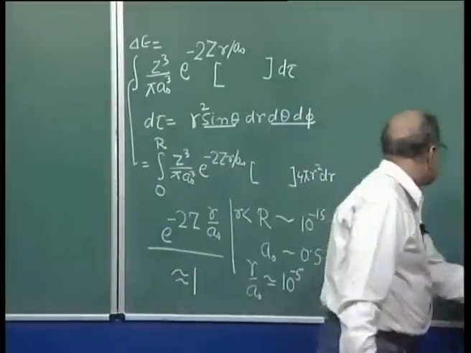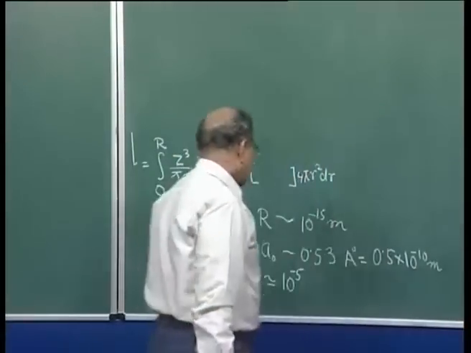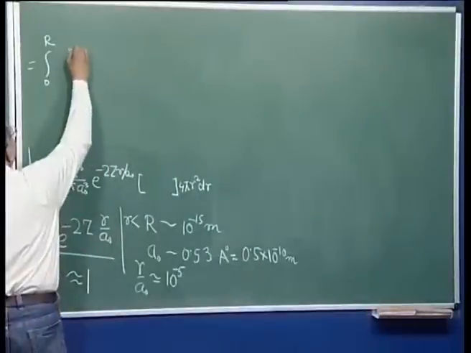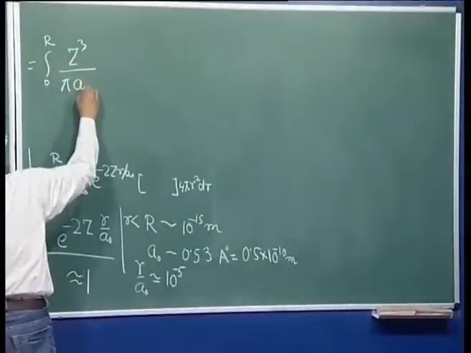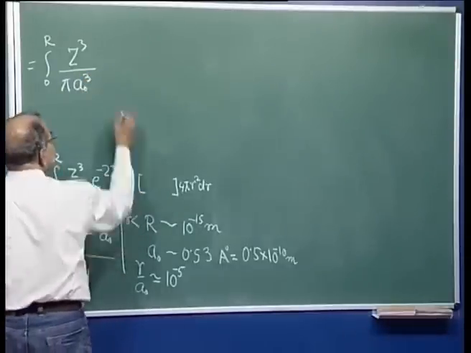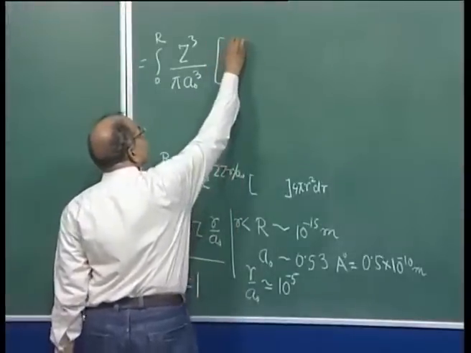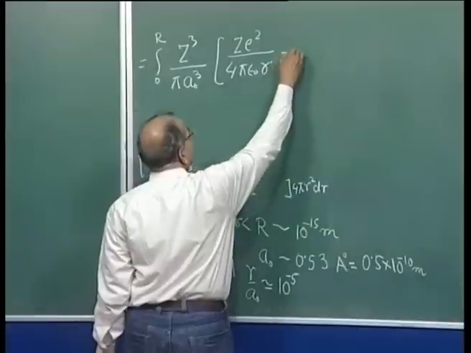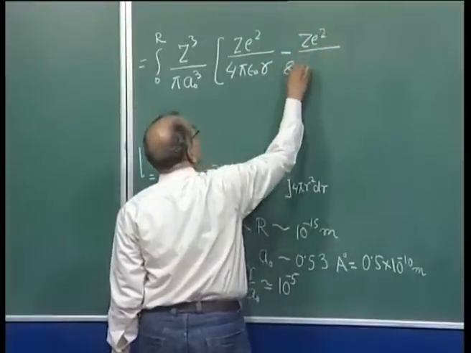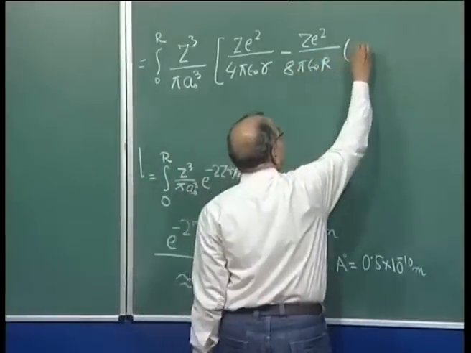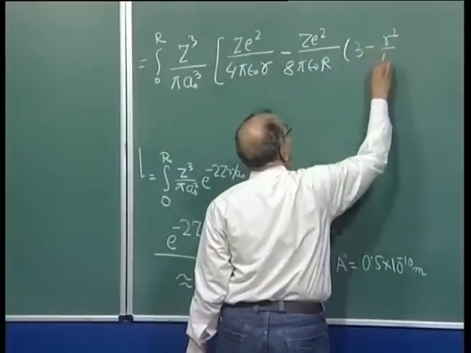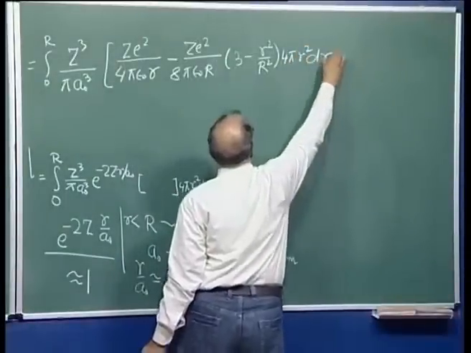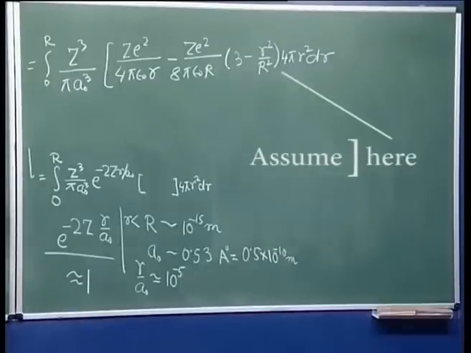Then what happens? Now, let me write the whole thing again. This is equal to integration 0 to capital R, Z cube over pi a naught cube. This factor I am putting 1, and what is here? Tell me. Z e square upon 4 pi epsilon small r, minus Z e square over 8 pi capital R, 3 minus, and then 4 pi small r square dr, right?